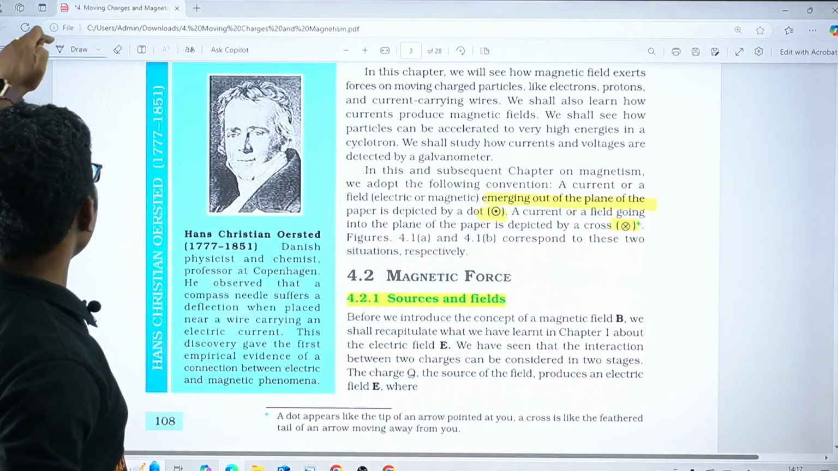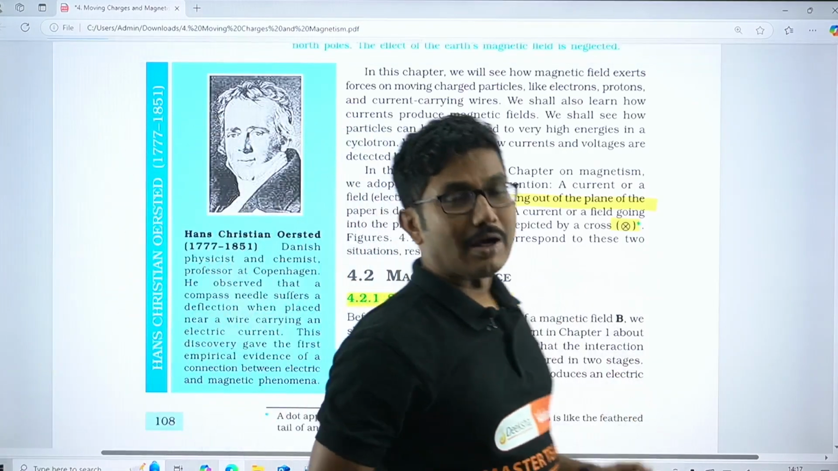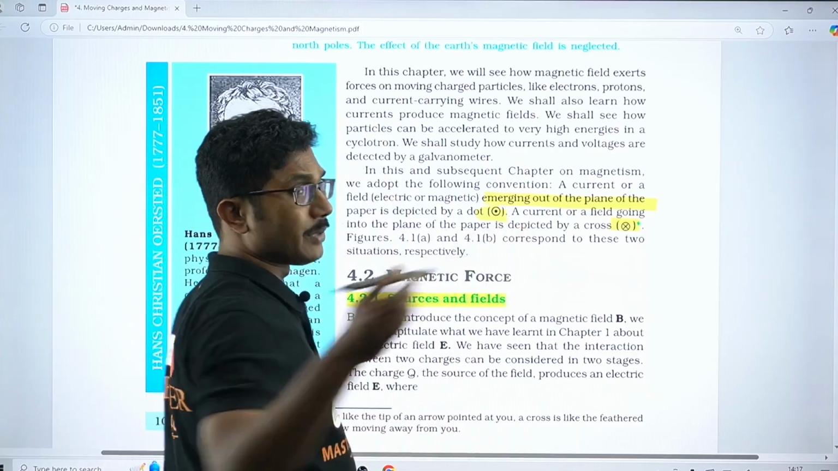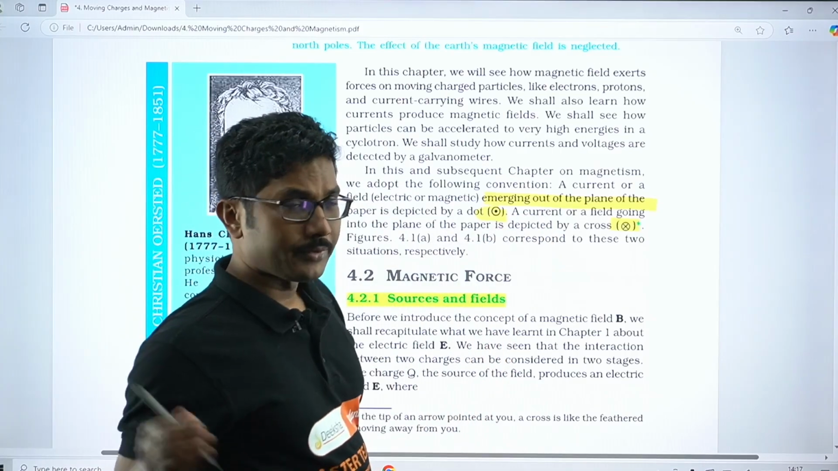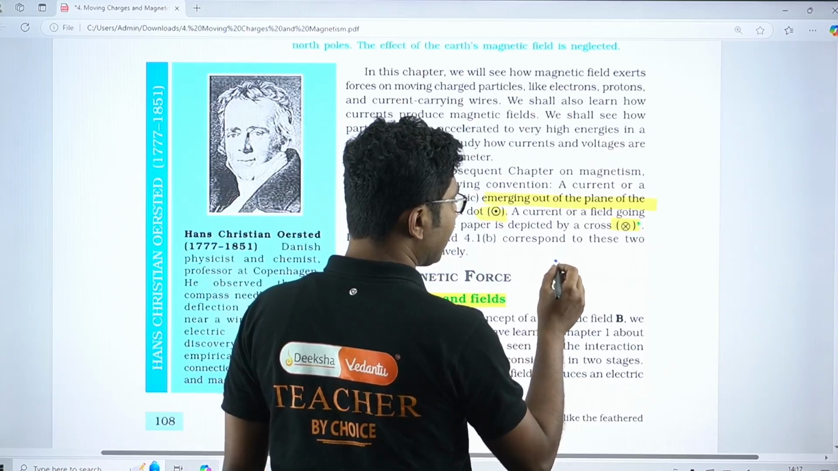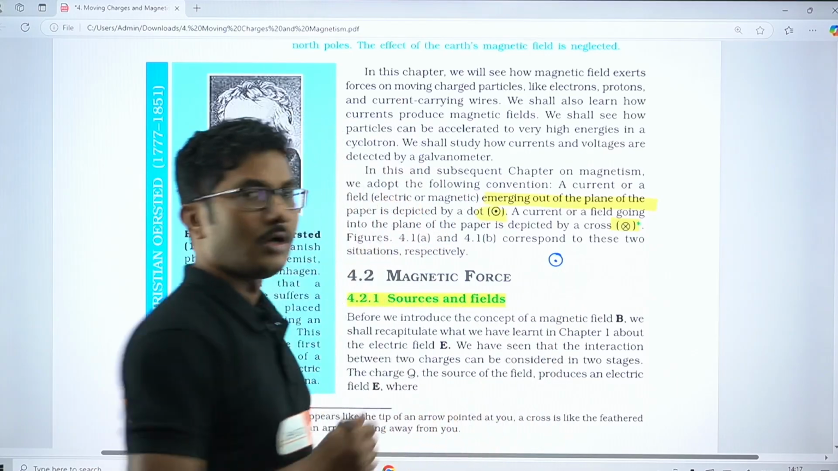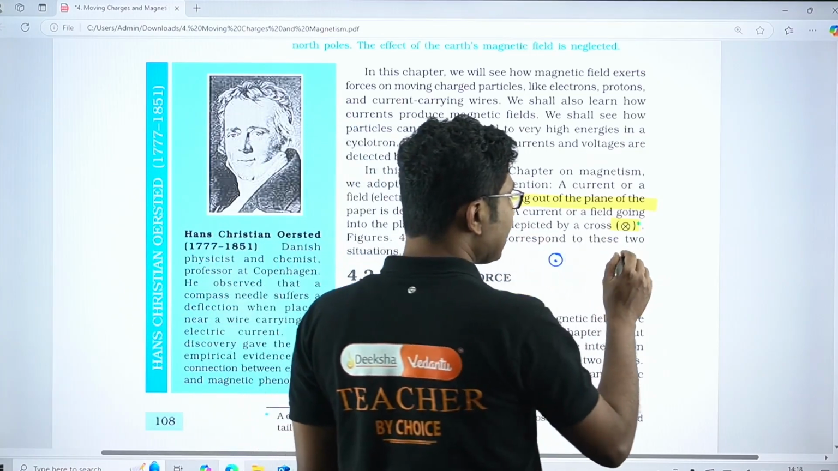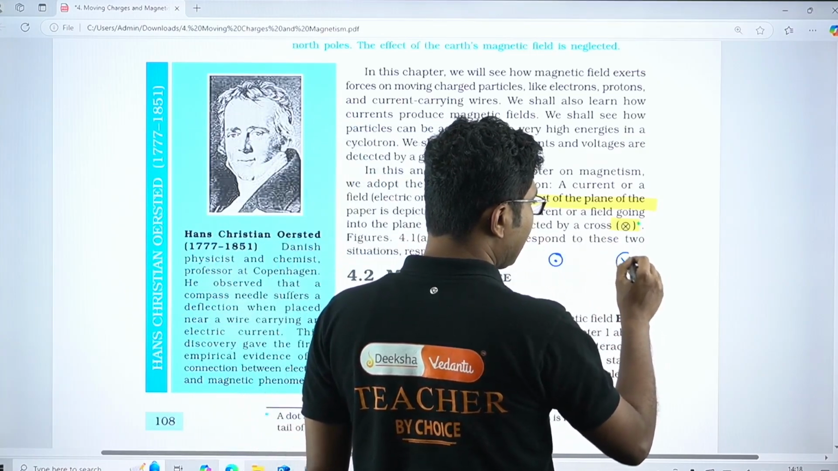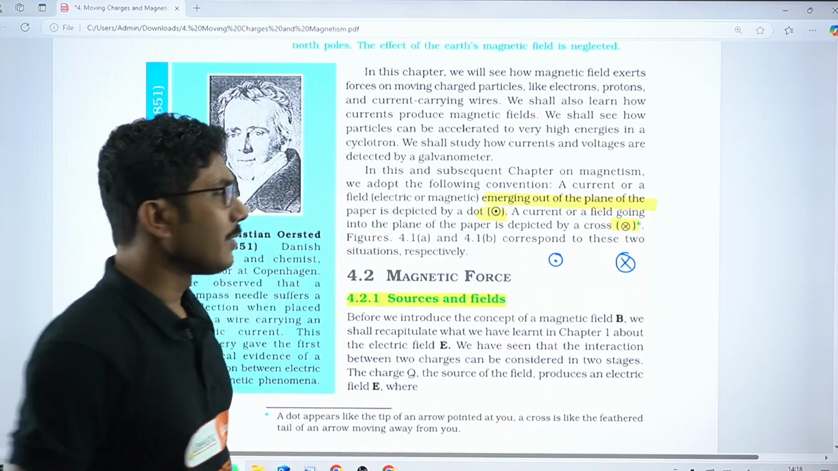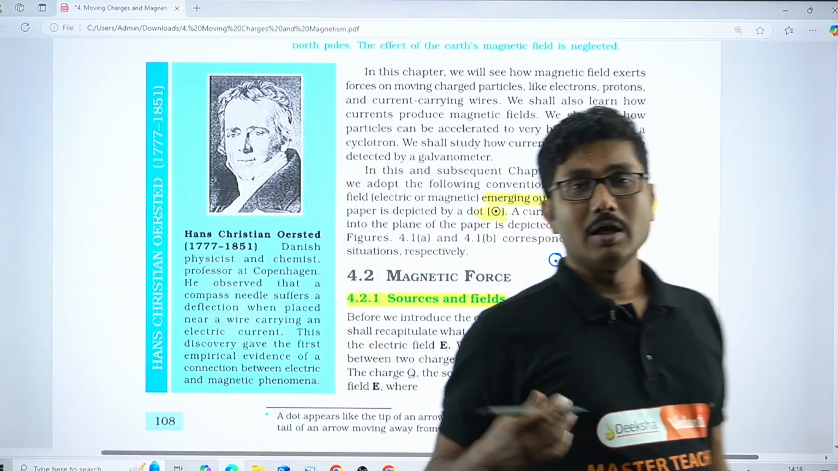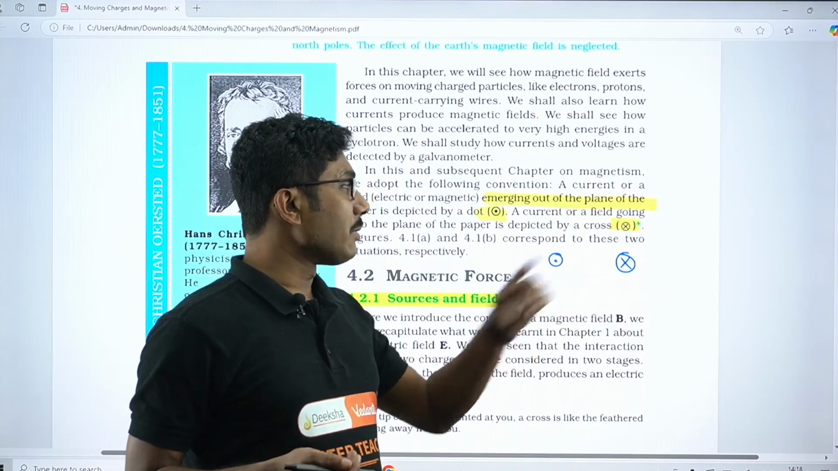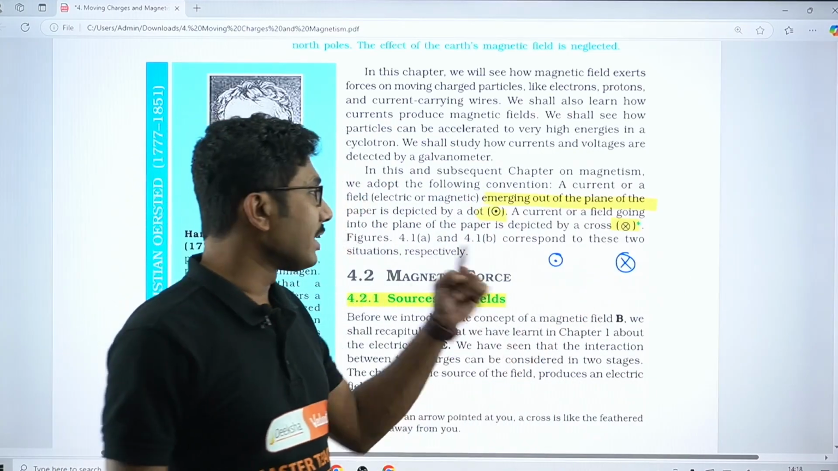Suppose I have some current or some field or whatever it is. If that is coming out of the paper, then we denote it using a dot inside a circle. That means it is coming out of the paper. Anything that is going into the paper is denoted by the cross symbol. I hope you are familiar with these symbols, but it is sometimes confusing. So how to remember? Cross is into the paper and dot is out of the paper.